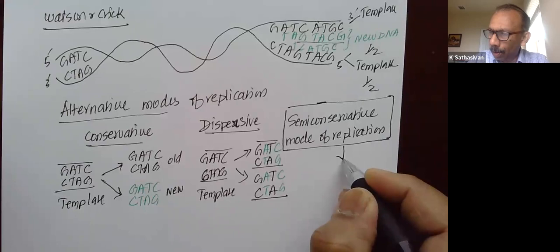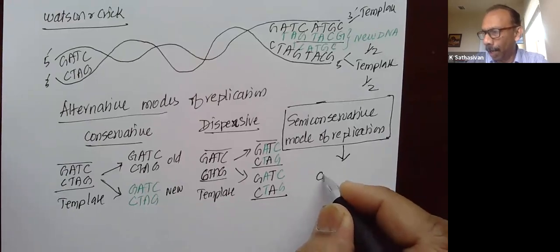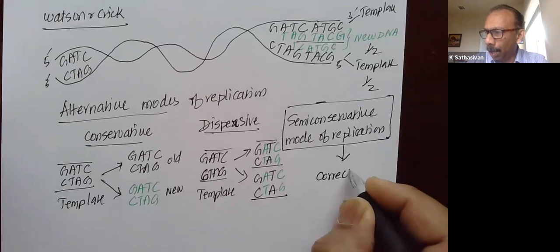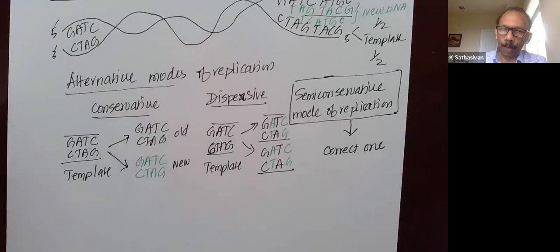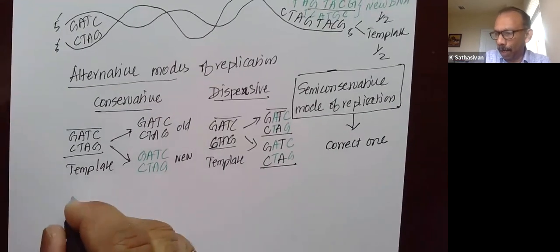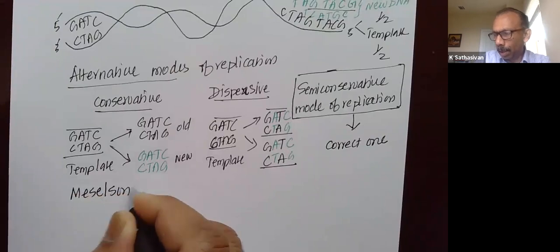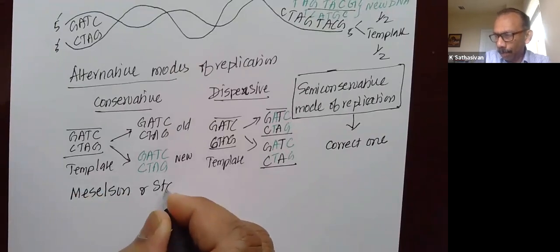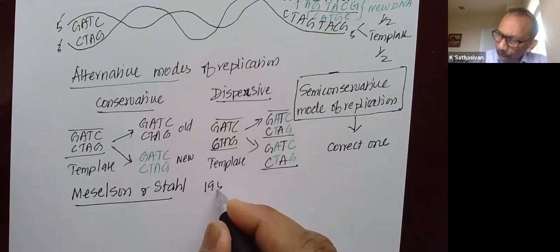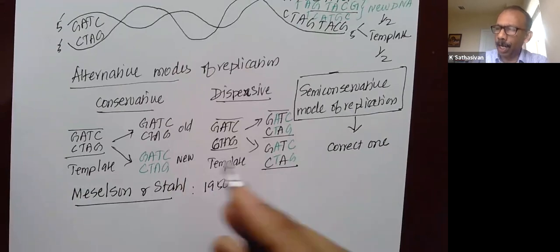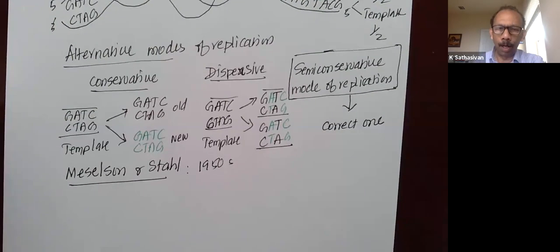Okay. So this is what is the correct one, and how it is proven by experiment is what we are going to get into now. Okay. So there are scientists Meselson and Stahl. So this is happening again in the 1950s after the DNA structure was described by Watson and Crick.